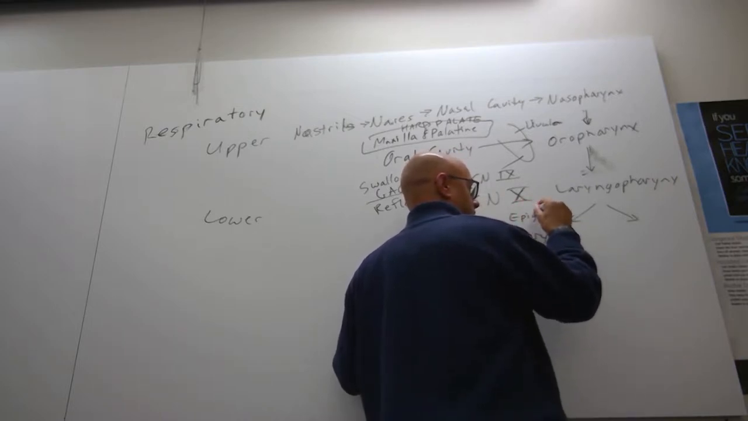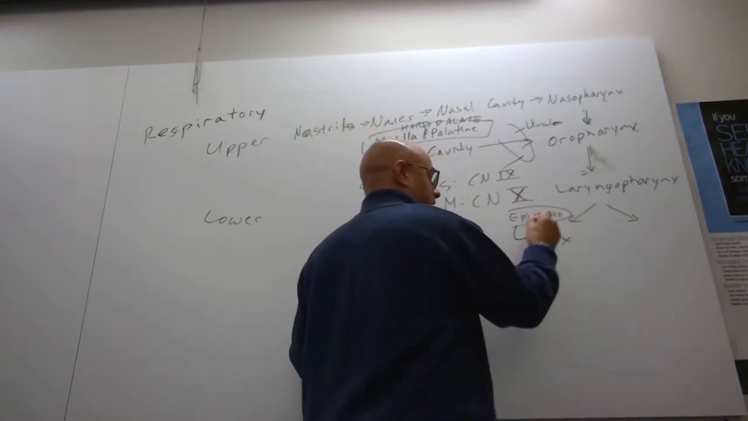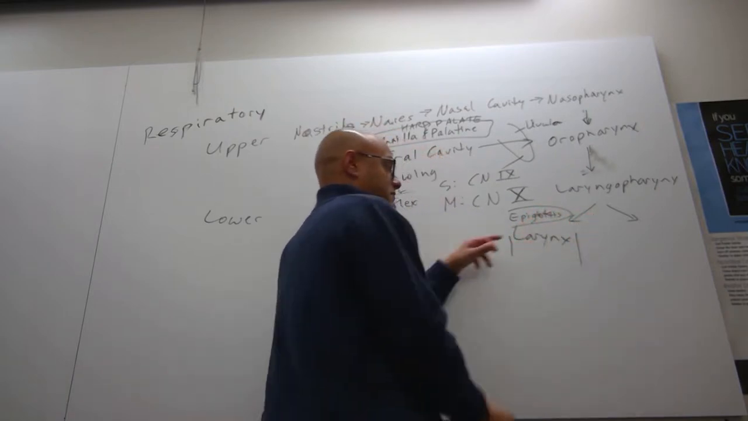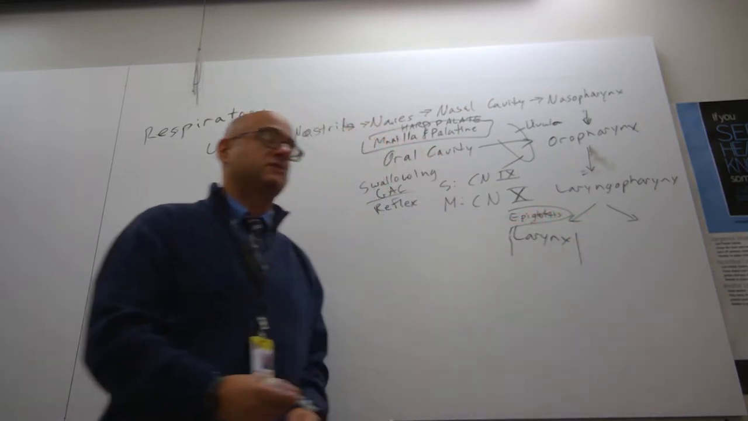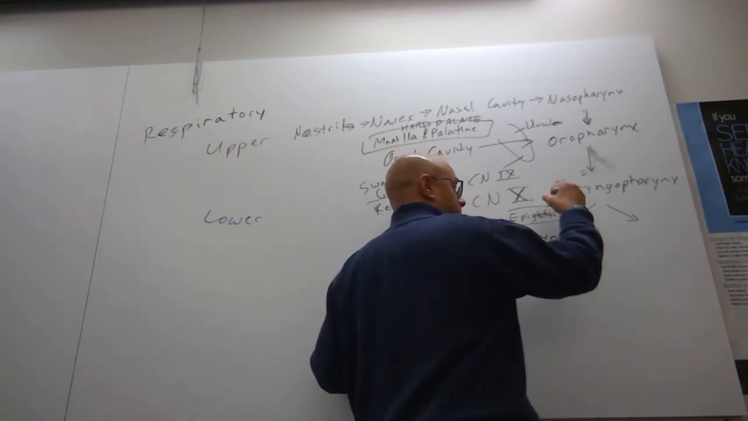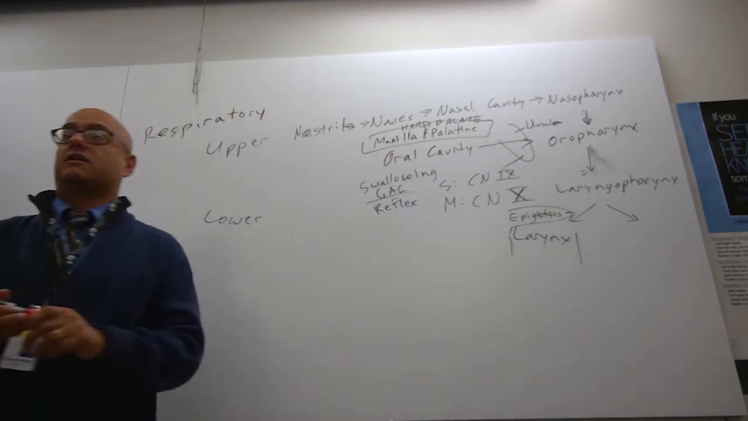Its top, the epiglottis. Don't forget that the underside of the epiglottis has the same lining as the larynx: pseudostratified ciliated columnar epithelium with goblet cells. From the upside of the epiglottis, it's the same as what lines the oral cavity, the tongue.